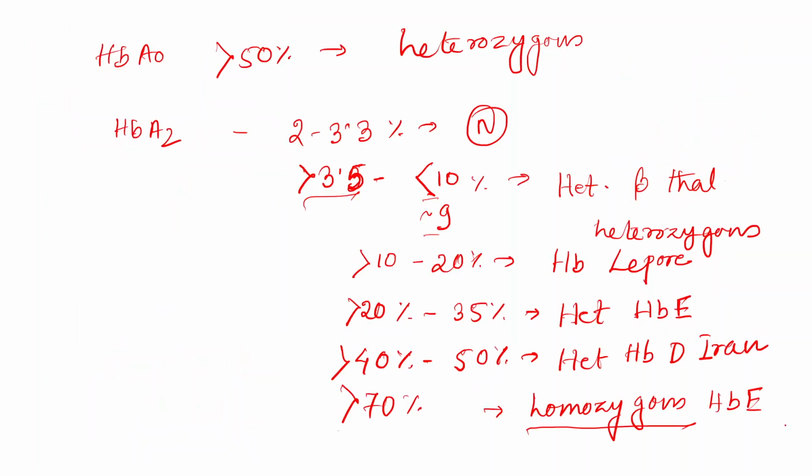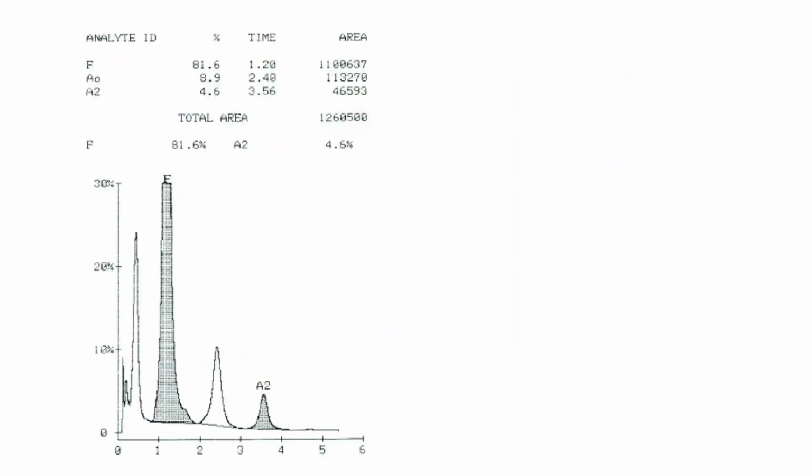Okay. So moving forward to our second curve. Just as I have already told, you have to first see the HbA. How much percentage of HbA is here? It is 8.9%, a very minor amount. Okay? So this is not a heterozygous variant. So mostly this is a homozygous. Now the A2. A2 is also mildly raised. It is more than 3.5. This is 4.6% here.